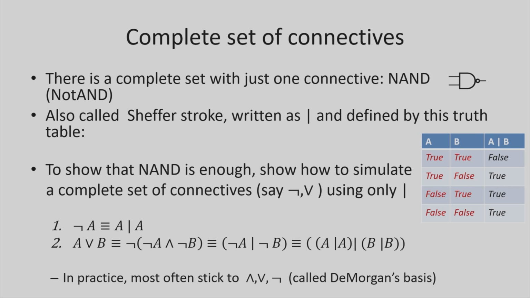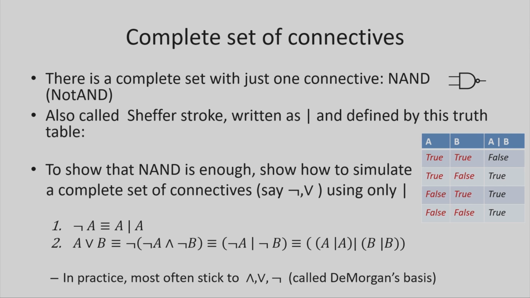That said, in practice, to make things shorter and simpler, most people stick to the set of three connectives of an and, an or, and a not. And that's called historically De Morgan's basis. It's the same De Morgan as in De Morgan's law. You could kind of see how those things come from the same area, the same thinking.